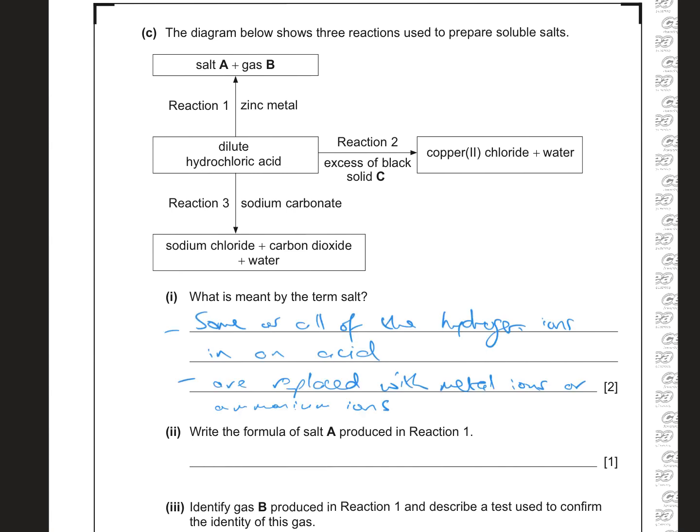Part 2, write the formula of salt A. Okay, so let's see what's happening here. I've got hydrochloric acid and a metal. So metal plus acid gives us salt plus hydrogen. So remember MASH for that. When hydrochloric acid reacts, it forms chlorides. And the first part of a salt is usually a metal, which in this case is zinc. So the salt will be zinc chloride. It's asked for the formula, so don't give the name.